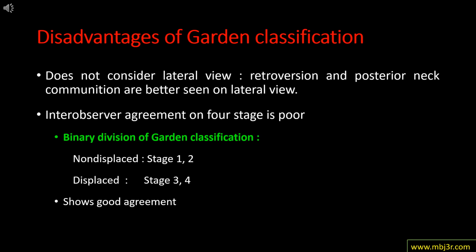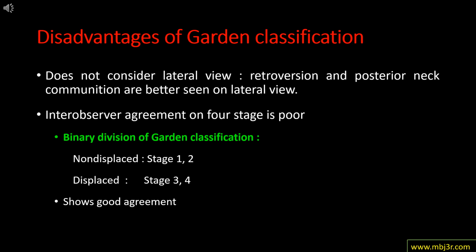Then what are the disadvantages of the Garden classification? It has an advantage for the management. It also has some disadvantages. Does not consider the lateral view. Retroversion and posterior neck comminution are better seen in the lateral view. Intra-observer agreement on four stages is poor.